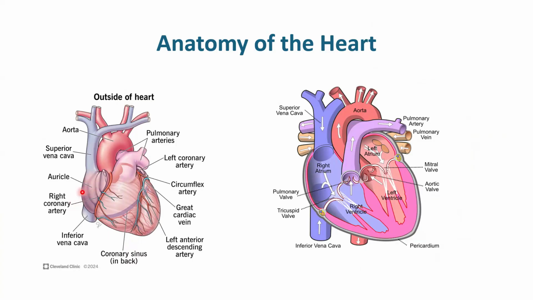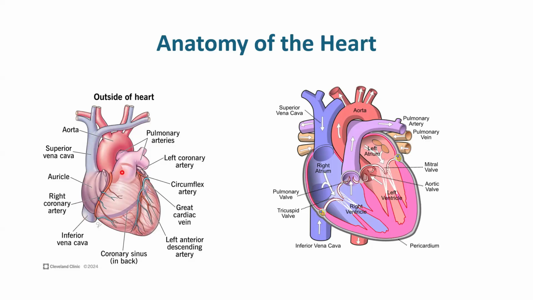On the outside aspect of the heart, you can appreciate that we have this right auricle, or the right atrium, the right ventricle, and this left ventricle, which is usually the apex of the heart. And then these are the blood vessels. The blood vessels comprise the pulmonary trunk and the aorta, and then you can appreciate the superior vena cava and the inferior vena cava here.